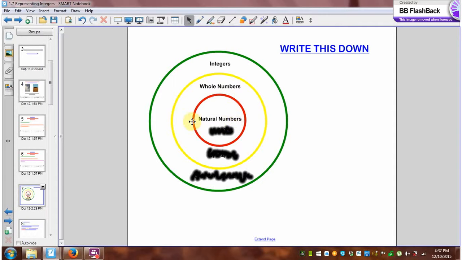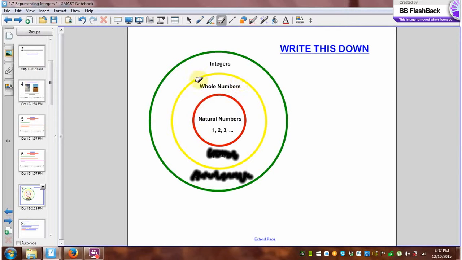Okay, so natural numbers. Natural numbers are the numbers 1, 2, 3, 4, 5, 6, 7, and on and on. So it starts with 1 and then just goes up. People also call these the counting numbers.